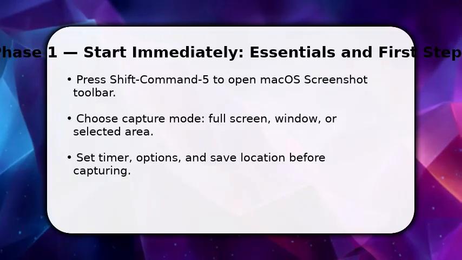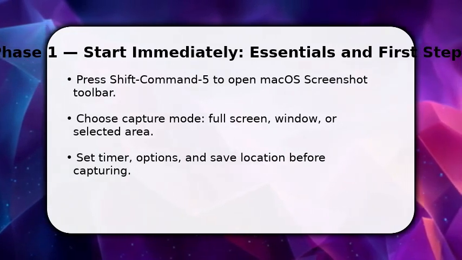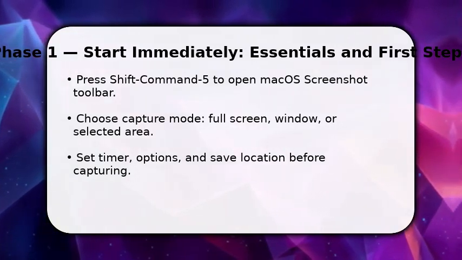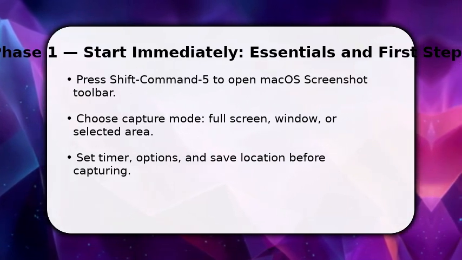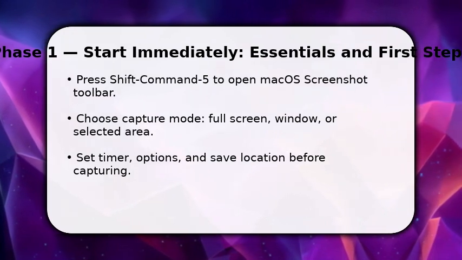Enjoy the video. You start by opening the screenshot toolbar with Shift-Command-5. This is the snipping tool equivalent on Mac. Once the toolbar appears, decide why you need the capture so you pick full screen, window, or a selected area.